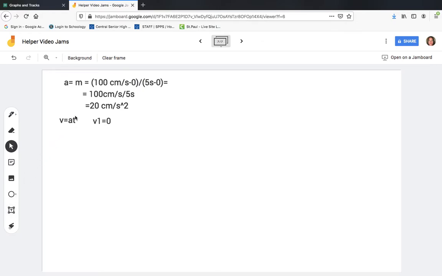Now, I want to use some data from the graph to actually show you that, well, you don't even need the graph. You can just figure out velocity without the graph. You can just insert time in and multiply it by acceleration. For example, if we're talking about this ramp, our acceleration is 20 centimeters per second squared. So if time equals 1 second, what's v?